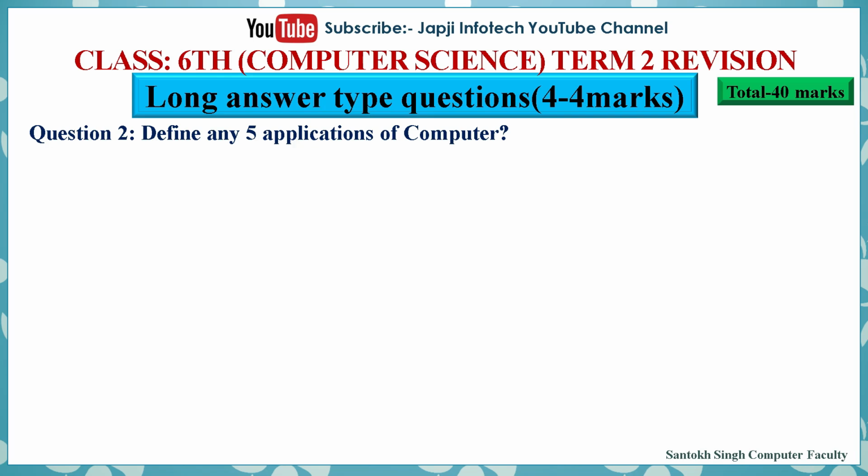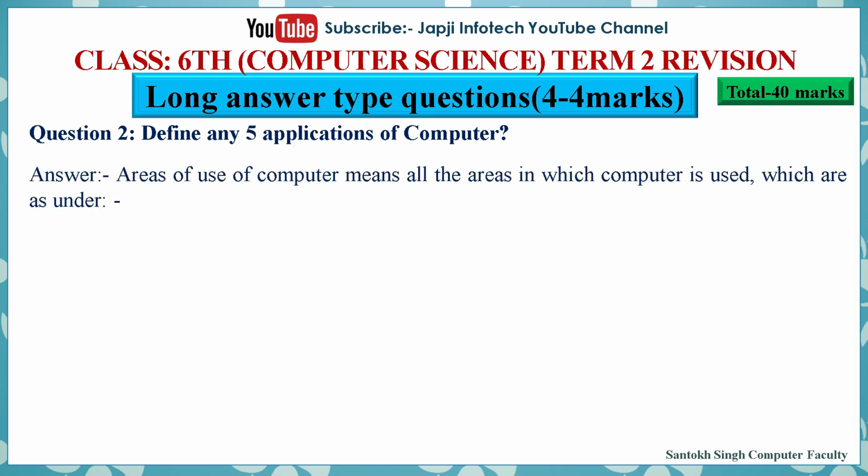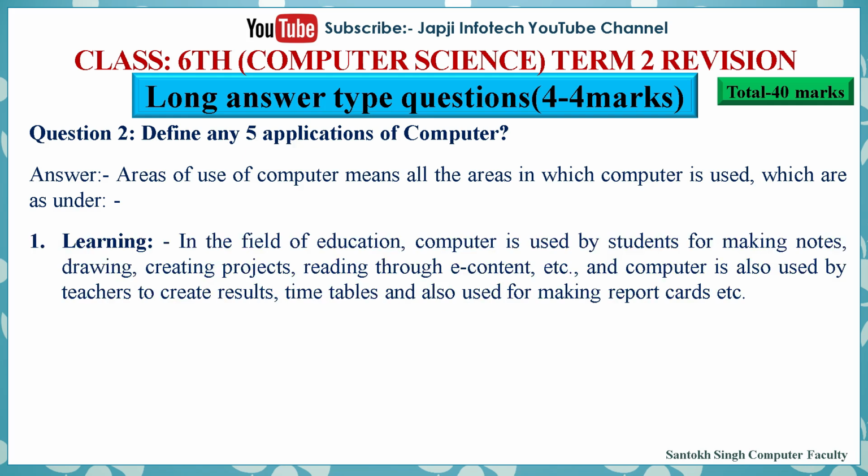Question number second is, define any 5 application of computer, and the answer is, area of use of computer means all the area in which computer is used, which are as under. The first one is learning. In the field of education, computer is used by students for making notes, drawing, creating projects, reading through e-content, etc. And computer is also used by teachers to create result, timetable, and also used for making report card, etc.